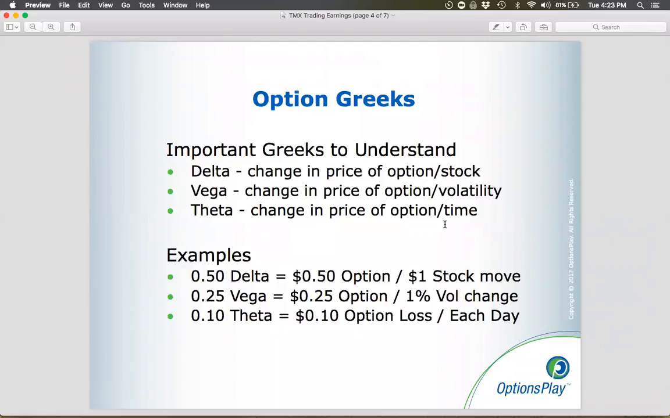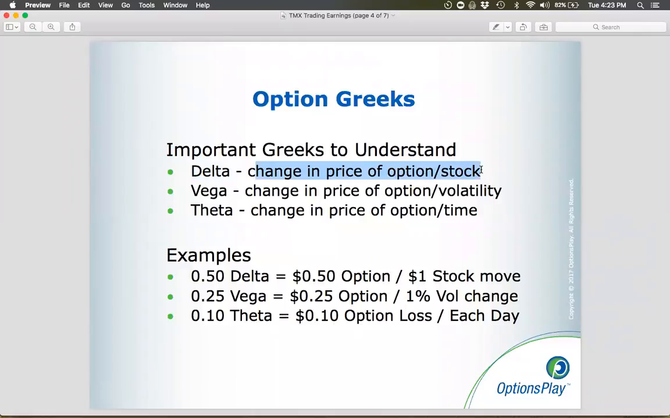So there are three things that are really important to understand and keep tabs of when we're trading options. These are the three most important factors that affect your option pricing. Number one is delta. This is the number one Greek that you need to pay attention to. What delta tells you is the change of the price of the option with respect to the change of the stock price. So if the stock goes up by $1, how much does your option price change? If the stock goes down by $1, how much does your option price change?